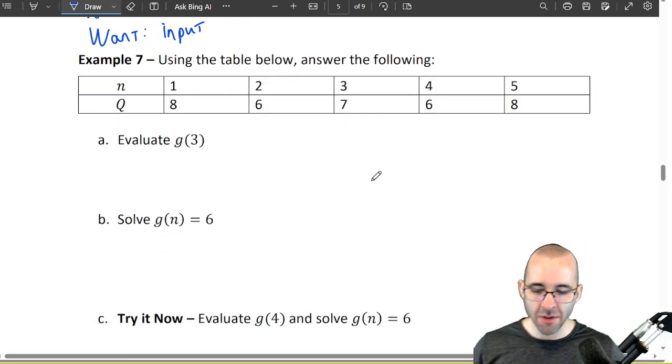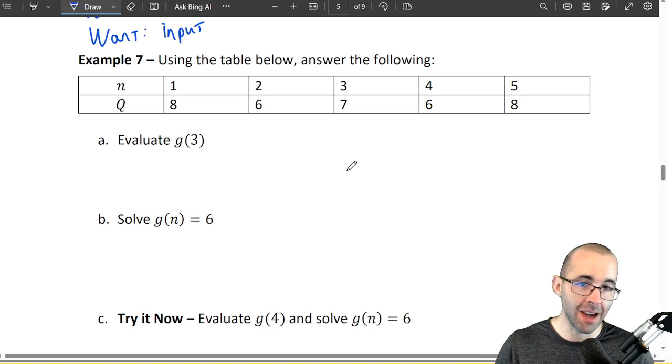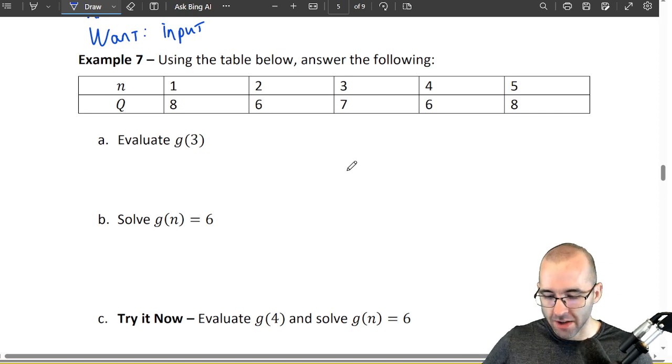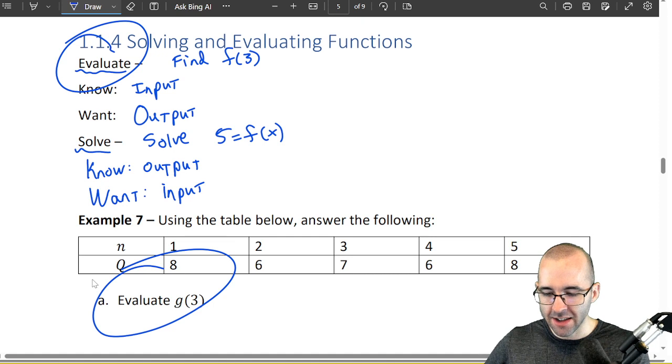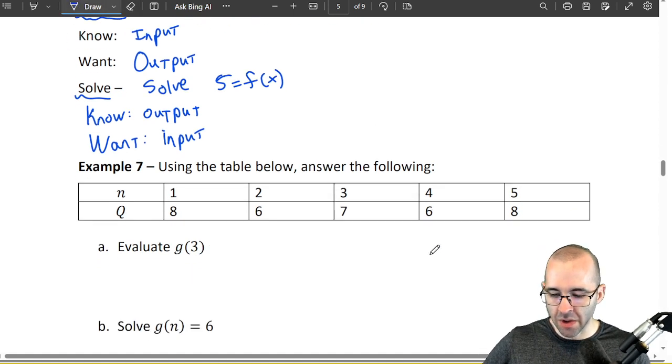So let's go back to our favorite N Q table from an earlier video. It's the only N Q table we've had. Answer the following. Oh, look. First one says evaluate, and the second one says solve. The evaluate means we know the input. We're curious about the output. Input is what's inside these function parentheses.